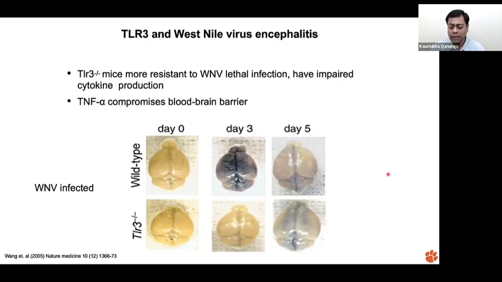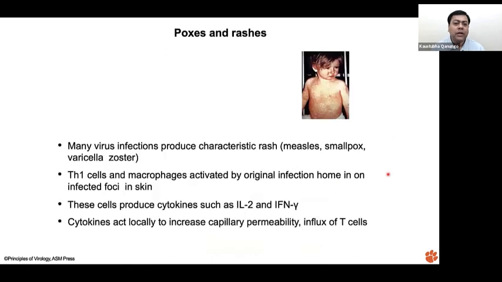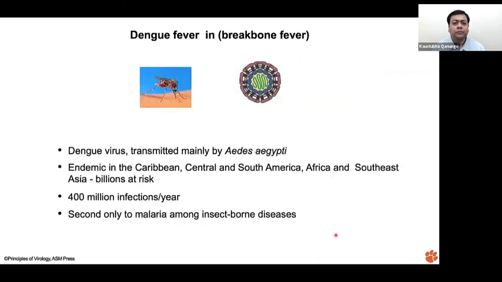So that is immunopathology. Here is also another example, the poxes and the rashes. We see that in the characteristic rash of measles and smallpox, Th1 macrophages are activated in the infection, homing to the infected foci of the skin. These release IL-2 and interferon, which cause an increase in permeability and influx of T cells. Also, very interestingly, dengue fever is a problem in many of these Asian countries, Caribbean countries, with lots of infection.